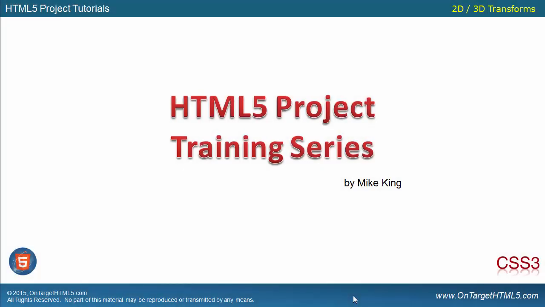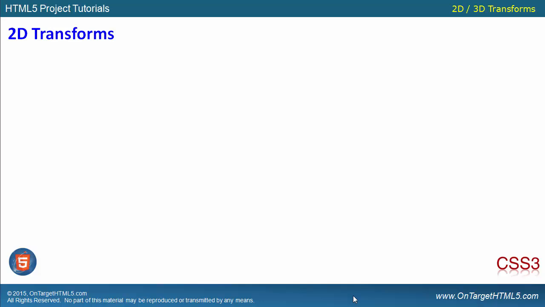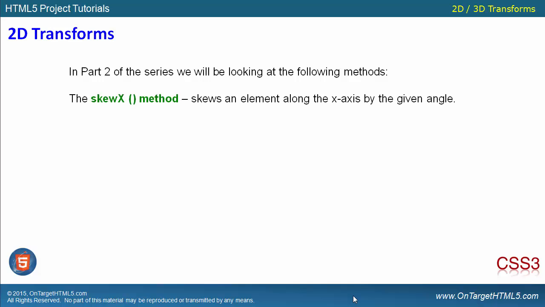I'm Mike King, your host, and in this tutorial we're going to look at 2D and 3D transformations part 2 of this series. In this exercise, we'll be looking at the following methods. We're going to look at the SkewX method, which skews an element along the x-axis by the given angle that we put in the parameters.